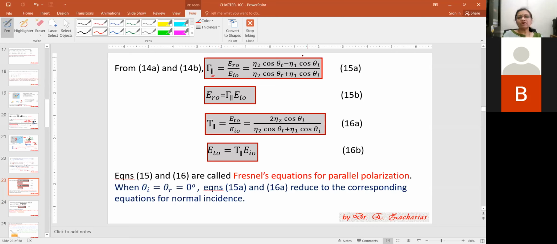So look at the equation we are going to get. Eta 2 cos theta t minus eta 1 cos theta I divided by eta 2 cos theta t plus eta 1 cos theta I. Does this equation remind you of something?